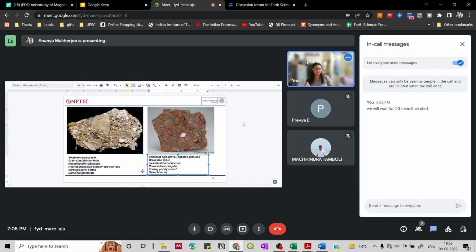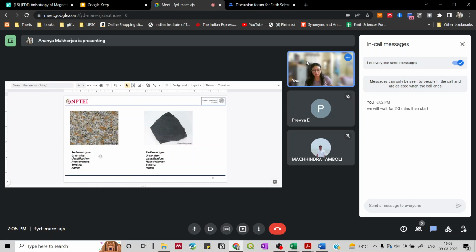This is another sedimentary rock. Now over here we can see that, since the scale is not here, it's not very clear, but these are sand sized grains. So the grain size will fall somewhere between 2 to say 0.5 millimeter. This means that this is a medium grain, medium sand sized sediments.